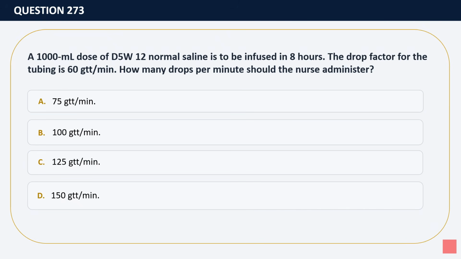Question 273. A 1000 milliliter dose of D5 1/2 normal saline is to be infused in 8 hours. The drop factor for the tubing is 60 GTT/min. How many drops per minute should the nurse administer? A. 75 GTT/min. B. 100 GTT/min. C. 125 GTT/min. D. 150 GTT/min.